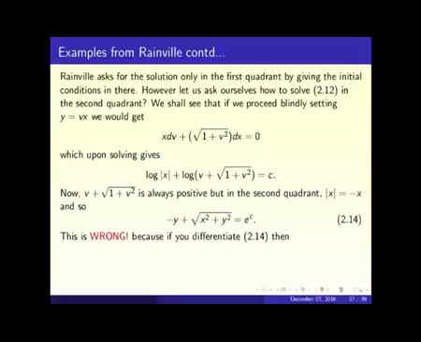But this is wrong. Differentiate 2.14, then you realize that you do not get back the differential equation. So 2.14 is not the solution of the differential equation. So if you proceed blindly, you get the wrong answer. This is serious. We must understand what goes wrong.